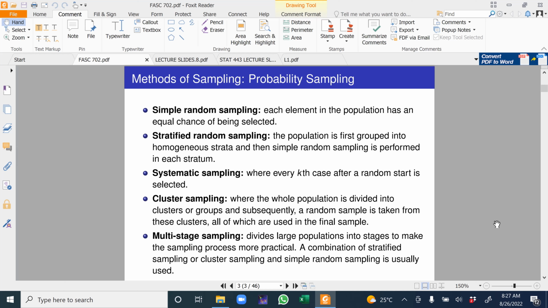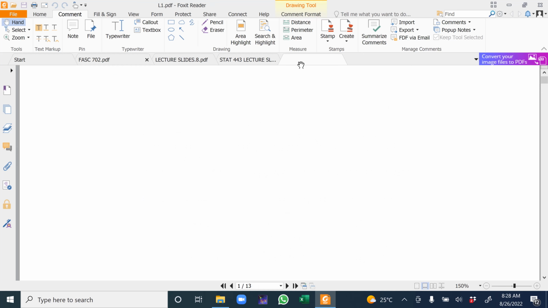Now what happens here is that you have a population. So you have your target population and you are supposed to collect data from units in this population. Depending on what you are looking at, you can either use the whole population as it is, and if you use the whole population, then it means that you are conducting a census.